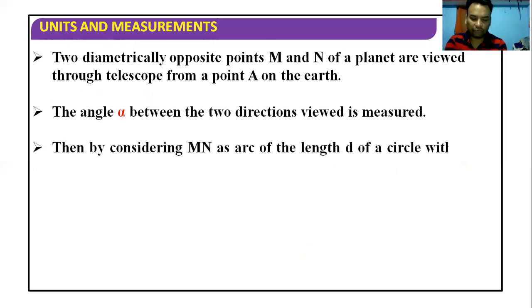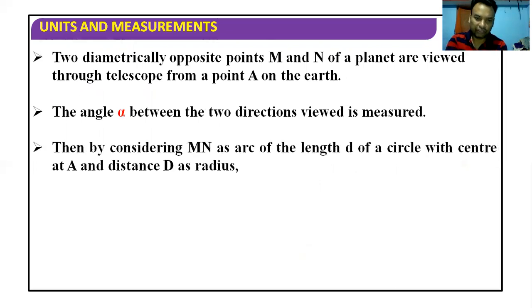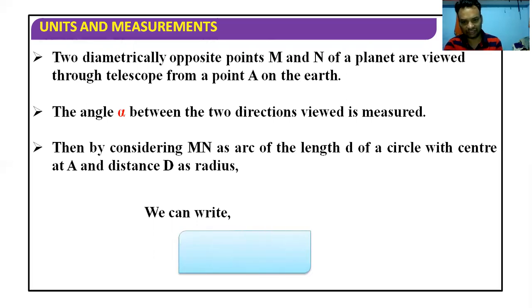Similarly, we can find out the size of a star. We can find out the diameter of the Sun. We can find out the diameter of the Moon. It is also very easy. No need to go to the Moon and measure it from one part to the other part. While sitting on the Earth, it is very easy.